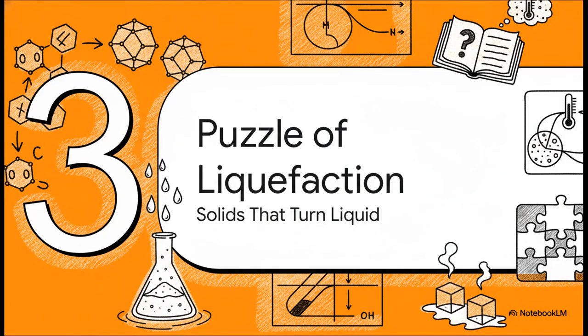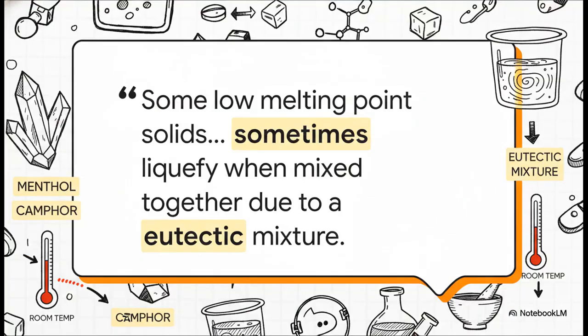All right, let's get back to that weird one, the one that seems to break the rules. This is where your physical chemistry knowledge really gets to shine, and let me tell you, it's a favorite for exam questions. So here's the secret. It's called a eutectic mixture. It sounds complicated, but the idea is pretty cool. A eutectic mixture is just a blend of substances that melts at a lower temperature than any of its individual parts. So even though menthol and camphor are both perfectly solid at room temp by themselves, when you mix them, their combined melting point suddenly drops below room temperature. And poof, they turn into a liquid.